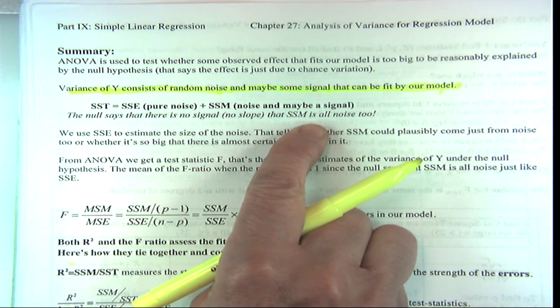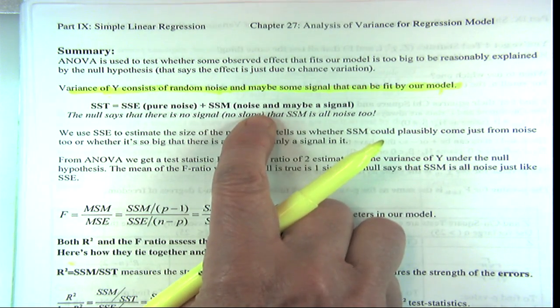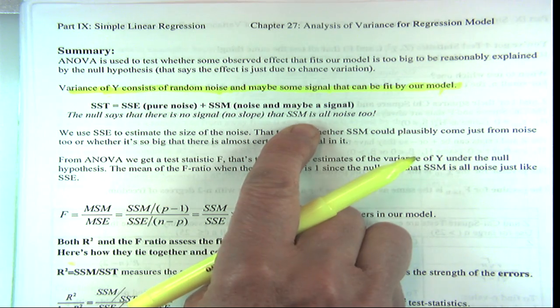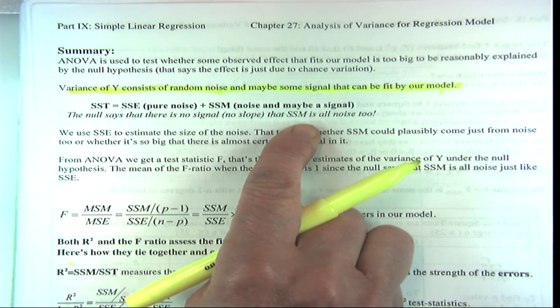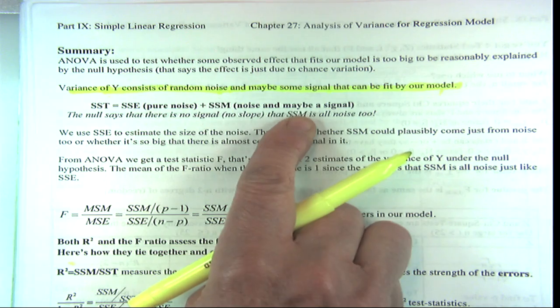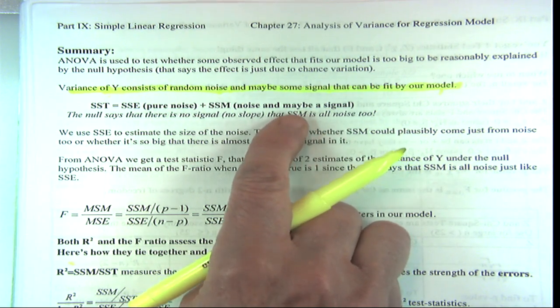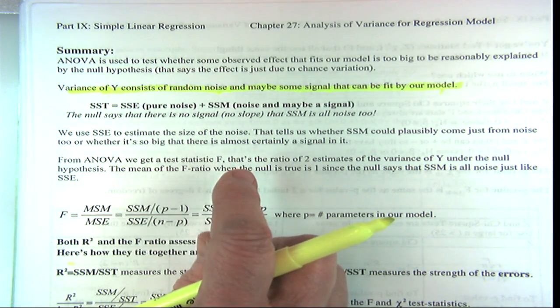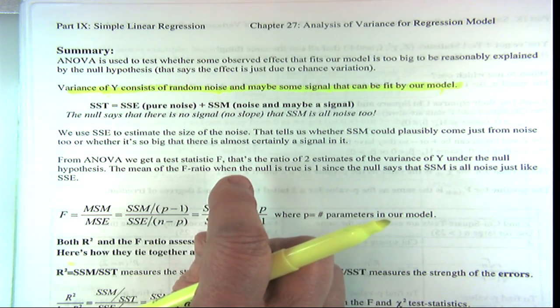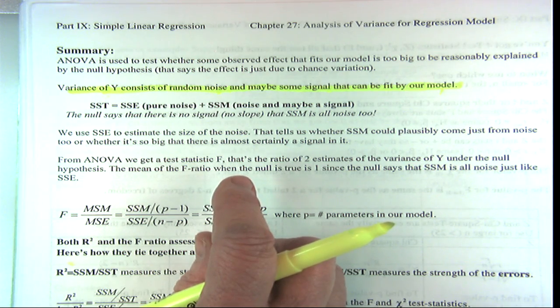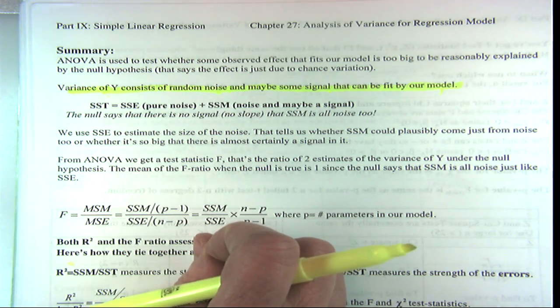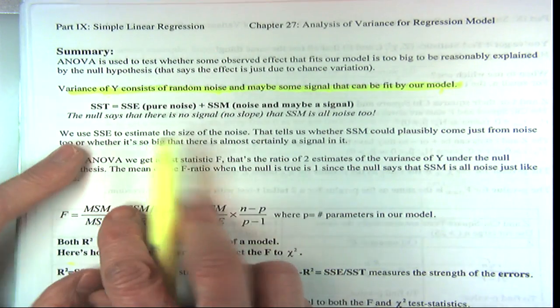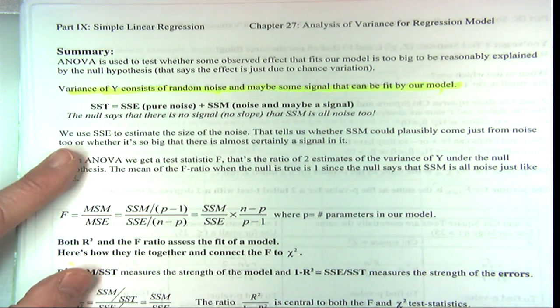We'll expect to get 1, because the null says this model doesn't have anything in it. It's just noise too. If we reject the null, we say no, we think there's a signal there. We think the ratio of mean square model to mean square error is bigger than 1. And it's enough bigger than 1 that we think the chance of getting that just by the luck of the draw is less than some significance level that we set, like less than 5%. So that's all we're doing. It's really the ratio of two variances.